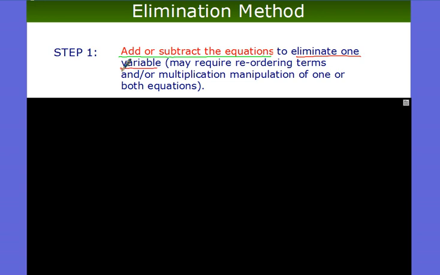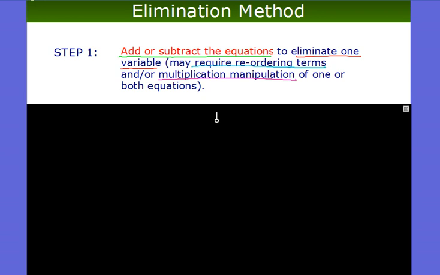Okay, it may require what's called reordering the terms, so making sure they're in the same order, or multiplication manipulation. So that means multiplying all of the terms by a factor so that you're able to eliminate some of those terms. Okay, so that's step one.